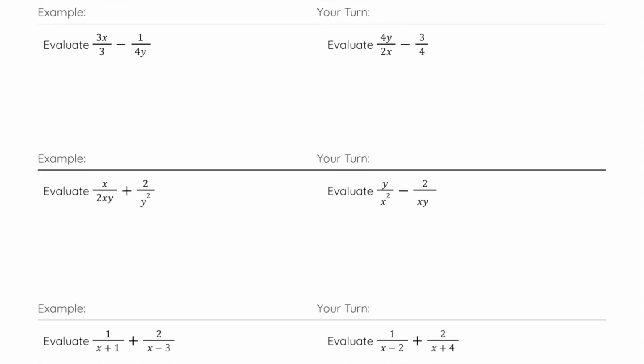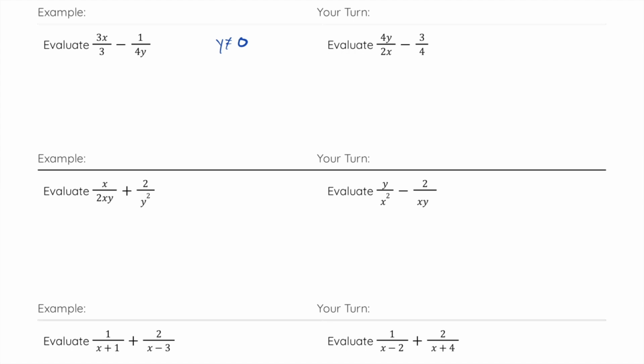Now the same rules apply, however we have variables in this case. So again, like we've been doing in the previous videos, we want to identify first any excluded values. So the first one here we see y cannot be 0, because we cannot have that. So as part of our solution we have to include that in there.